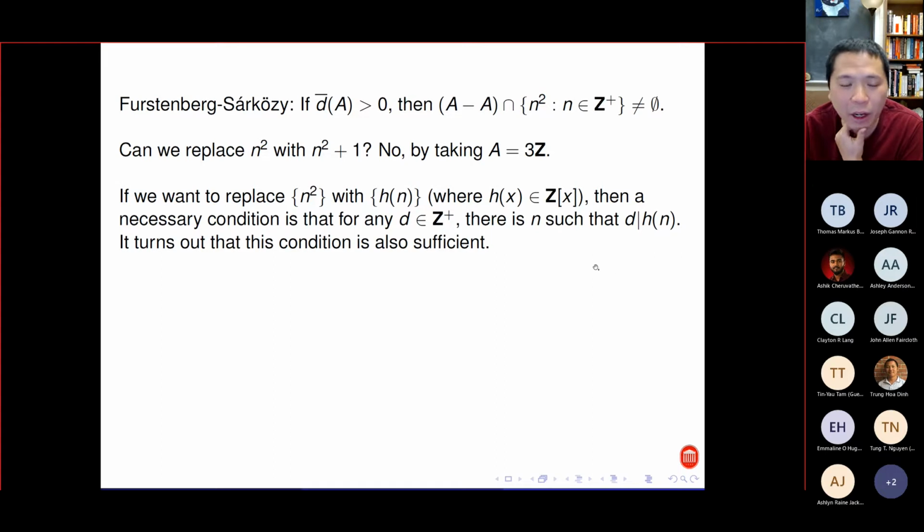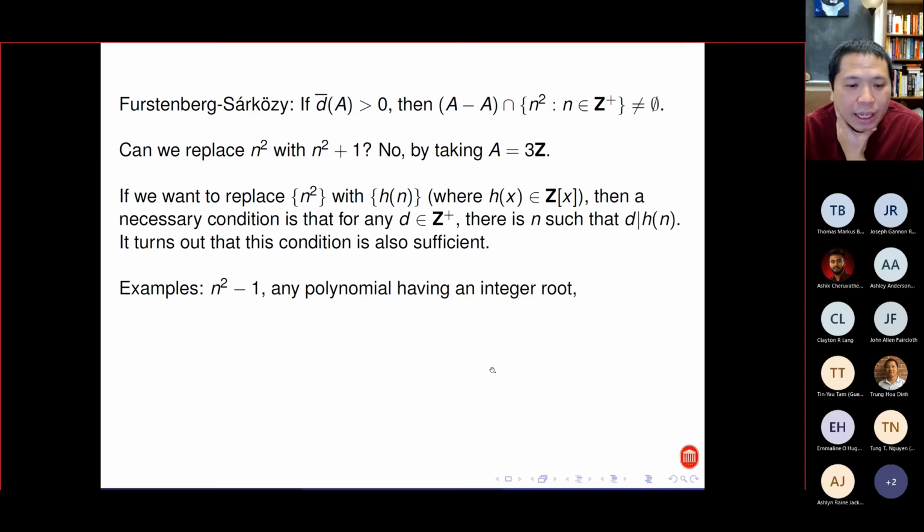So what are those polynomials? For example, n squared minus 1. If you give me any number like 17, then I can find n such that n squared minus 1 is divisible by 17. I can take n to be 18, for example. And in the same spirit, I can take any polynomial having an integer root, meaning that h of n is equal to 0 for some n. And of course, 0 is divisible by any integer d.